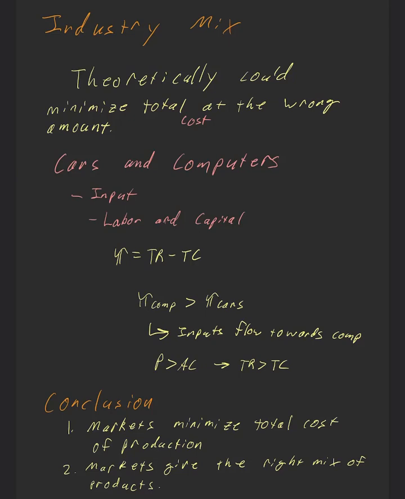Okay, so what's our conclusion here? Our conclusion is that markets do two powerful things. First, they minimize the total cost of production. They use resources efficiently, which is something we should really value. Right? It takes our limited resources, produces as much as it can with those resources to satisfy as many people's wants and needs as possible. The second thing it does is it gives us the right mix of products. So in a situation when we don't tamper with our markets too much, we end up with a scenario where we have the right mix of things, we have the right number of cars and the right number of computers, and we're producing them as efficiently as possible.